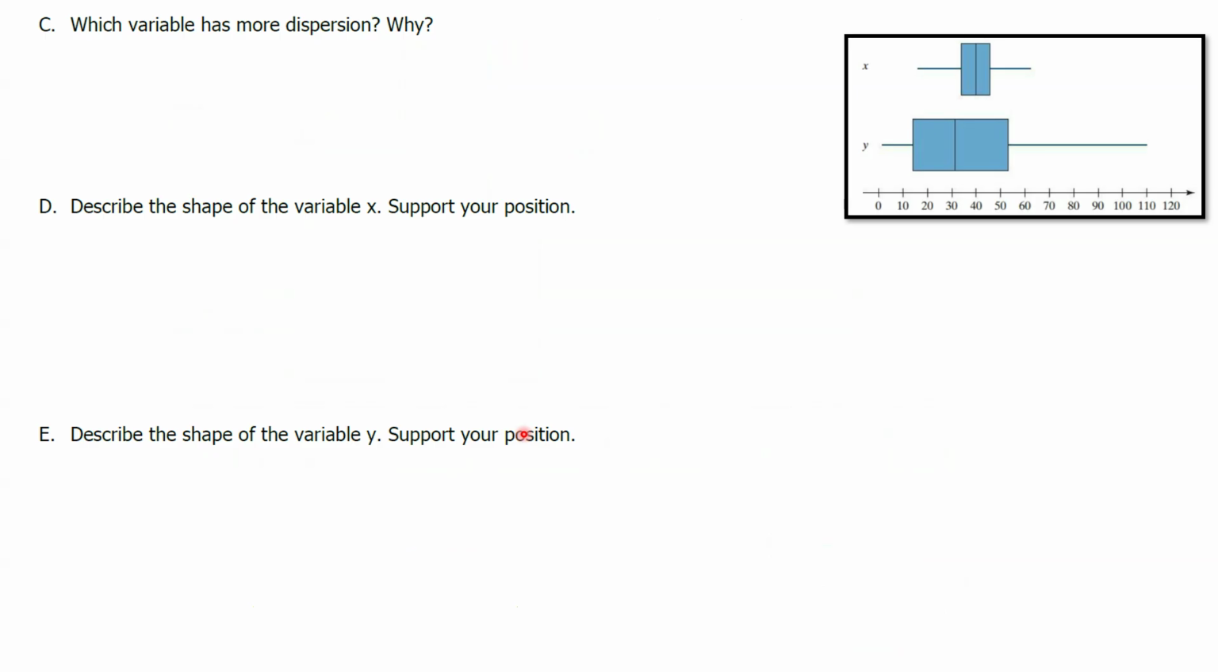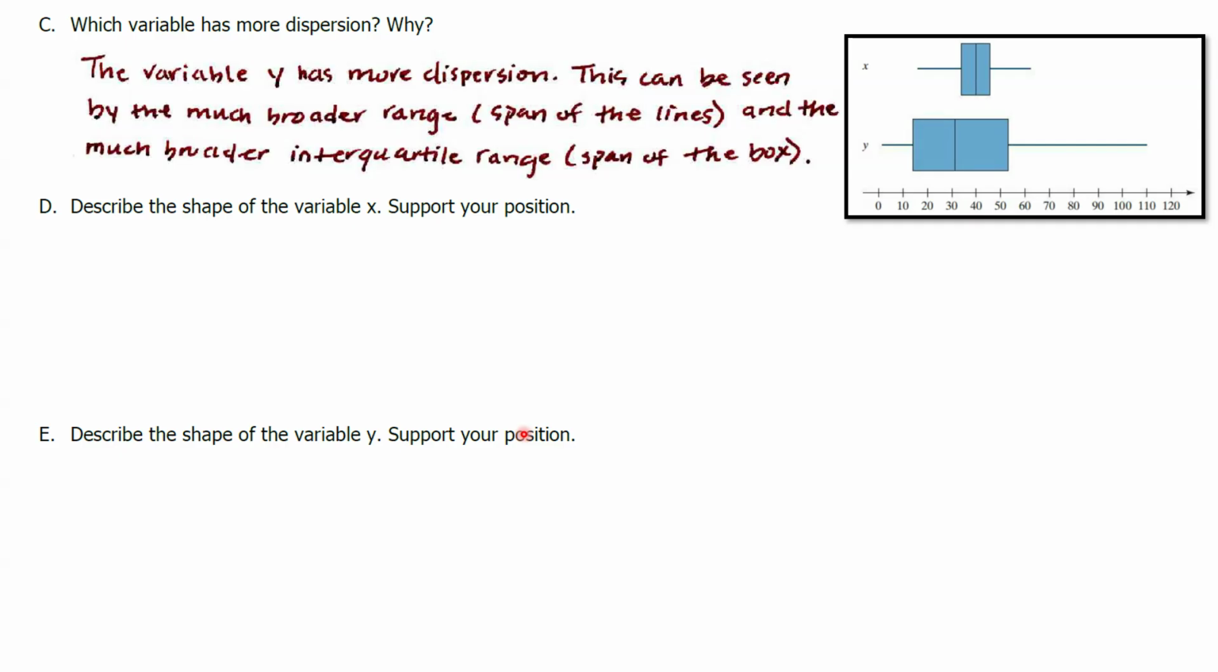See which variable has more dispersion, X or Y. Well, in looking at our box plots here for X and Y, we would say the variable Y has more dispersion, and this can be seen by the much broader range, meaning the span of the lines, and the much broader interquartile range, which is the span of the box. So both of them would be the reasonings for why our box plot variable Y is more dispersed.